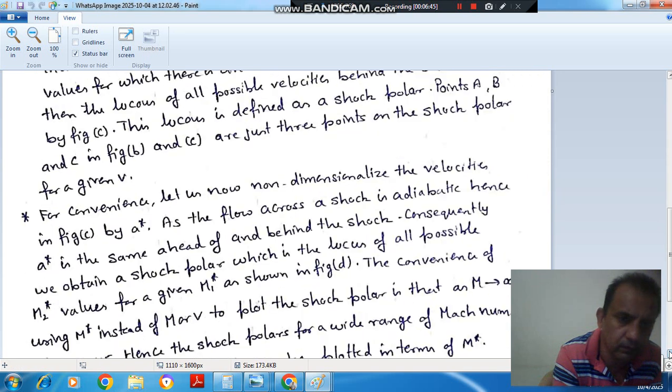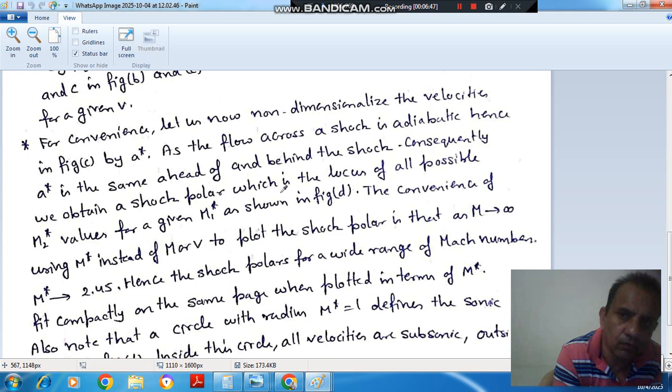Now starting from this. For convenience, let us non-dimensionalize the velocities in figure C by A star. As the flow across the shock is adiabatic, hence A star is the same ahead of and behind the shock. Consequently, we obtain the shock polar, which is the locus of all possible M2 star values for a given M1 star, as shown in figure D.